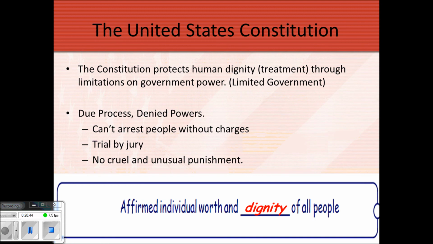The Constitution protects human dignity, or the treatment of people, through limitations of governmental power: limited government, due process, and denied powers. The government cannot arrest people without charges. You are permitted to have a trial by jury of your peers, and it also permits no cruel and unusual punishment. So complete your frame, pause the screen here, with affirmed individual worth and dignity of all people.